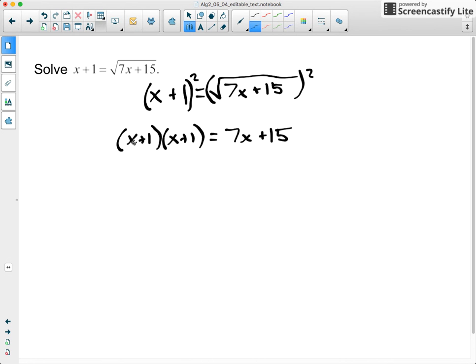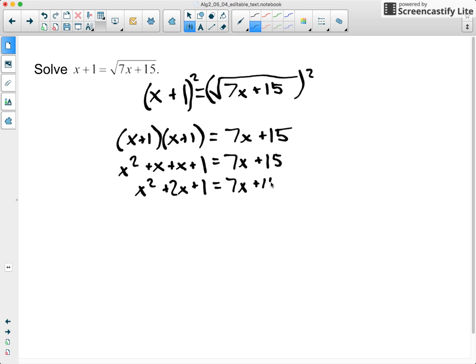And if we FOIL that, x times x is x squared, and x times 1 is 1x, and 1 times x is also 1x, and 1 times 1 is 1. So this simplifies to x squared plus 2x plus 1 equals 7x plus 15.